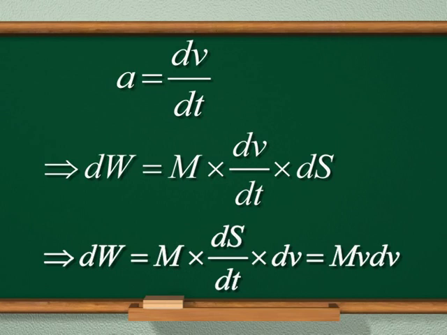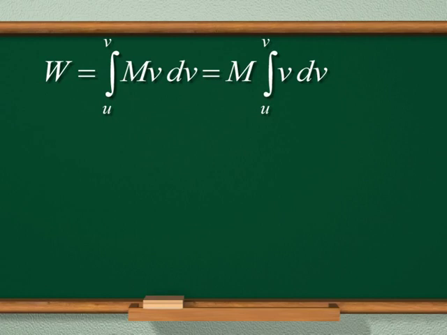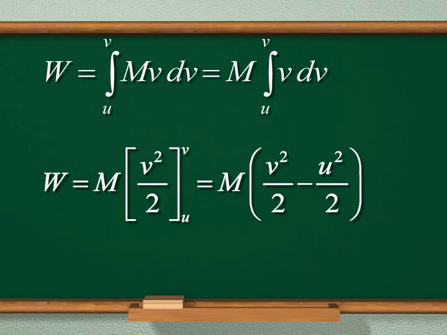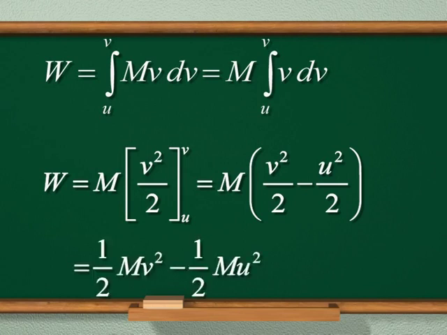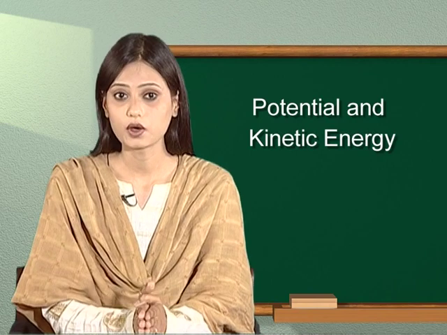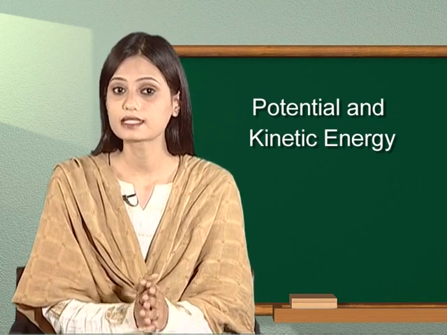Therefore, work done by the force on the body in order to increase its velocity from u to v is given by W is equal to the integration of m v dv over the limit u to v, which is equal to m into the integration of v dv over the limit u to v. On simplification, we get W is equal to m into v square by 2 with lower limit u and upper limit v, which is equal to m into v square by 2 minus u square by 2, which is equal to half mv square minus half mu square. Hence, work done on a body by a force is equal to change in its kinetic energy.